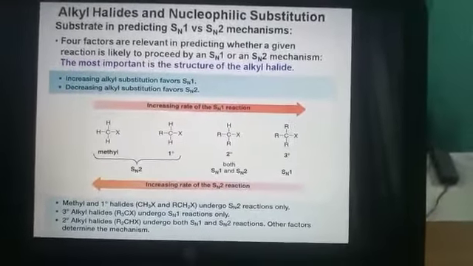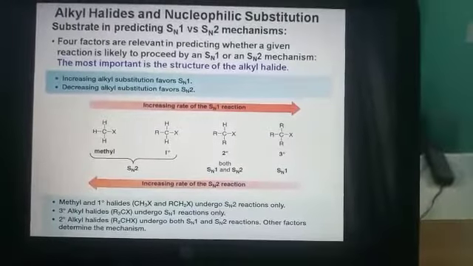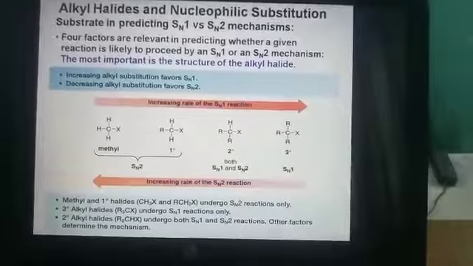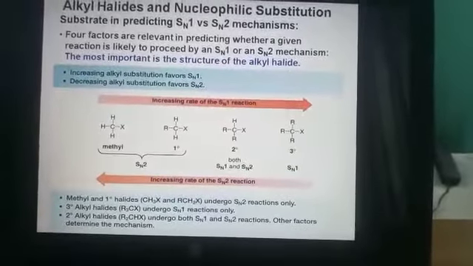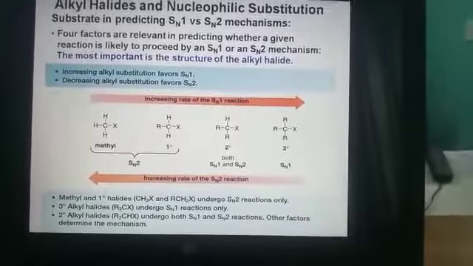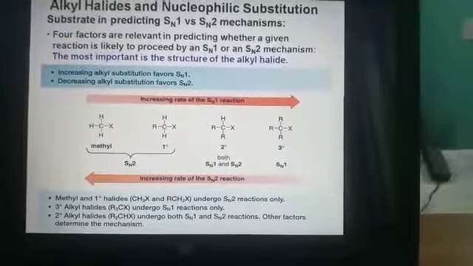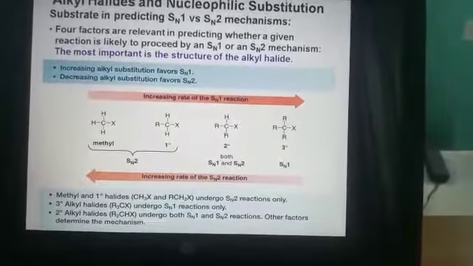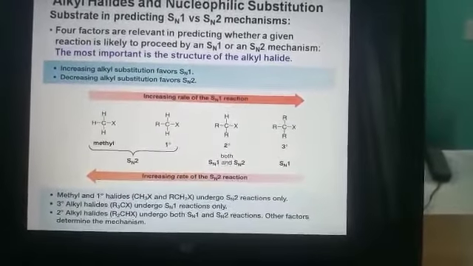Now, substrate in predicting SN1 versus SN2 mechanism. Four factors are relevant. Mind that four factors are relevant in predicting whether a given reaction is likely to proceed by an SN1 or an SN2 mechanism. We will discuss them in detail.